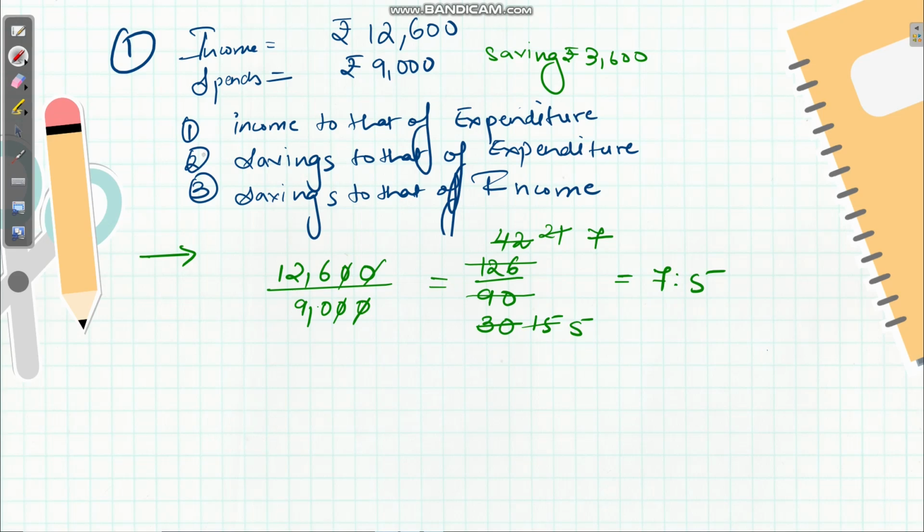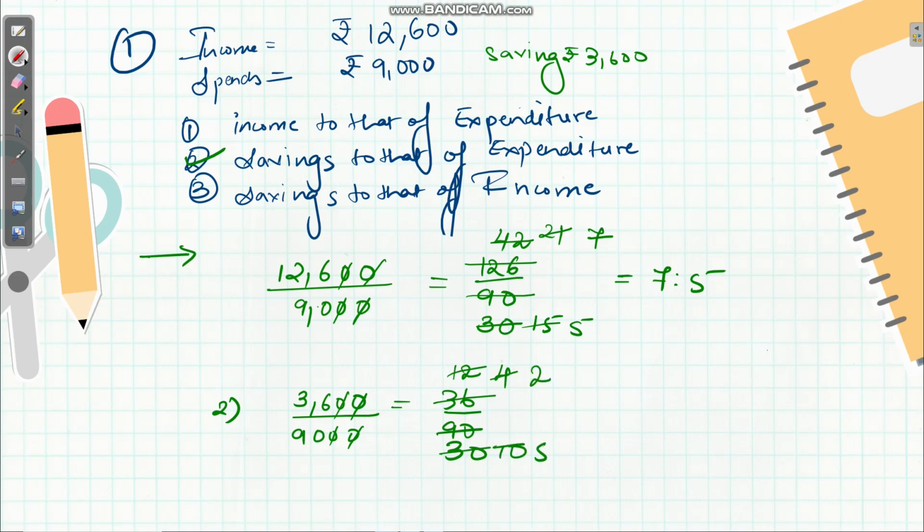Next question. What is the saving to that of expenditure? So the second question is savings to that of expenditure. Saving is 3,600 upon expenditure, which is 9,000. So I'll just cancel this 0, this 0. So I'm remaining with 36 upon 90. Let's divide by 3. 3 ones are 3, 3 twelves are 36, and this will be 30. Again divide by 3. So 4 and 10. Now I can divide by 2, 2 and 5. So my answer is 2 is to 5.